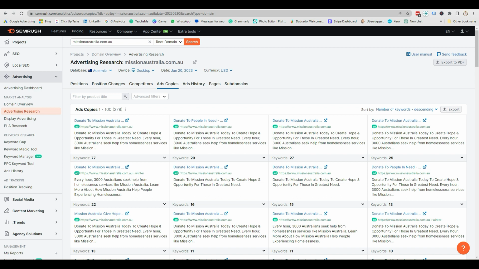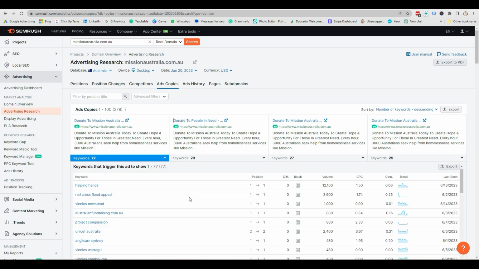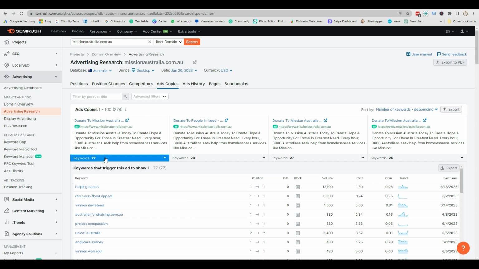But here, it's just so amazing to get all of the ads spit out in one section, so I can see what Mission Australia is using for their ad copies. And if you're like me and you're like, wow, this is amazing, all this ad copy looks great, I'm really going to blow your mind, because it also shows us the number of keywords that were utilized to trigger this ad, as well as the exact keywords. I'm just going to click the down arrow, and we can see the exact 77 keywords that were used to trigger this advertisement.